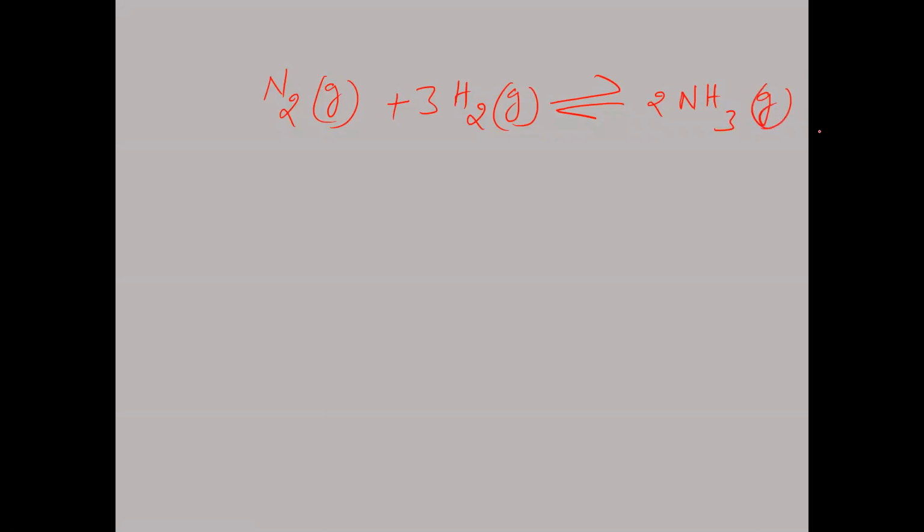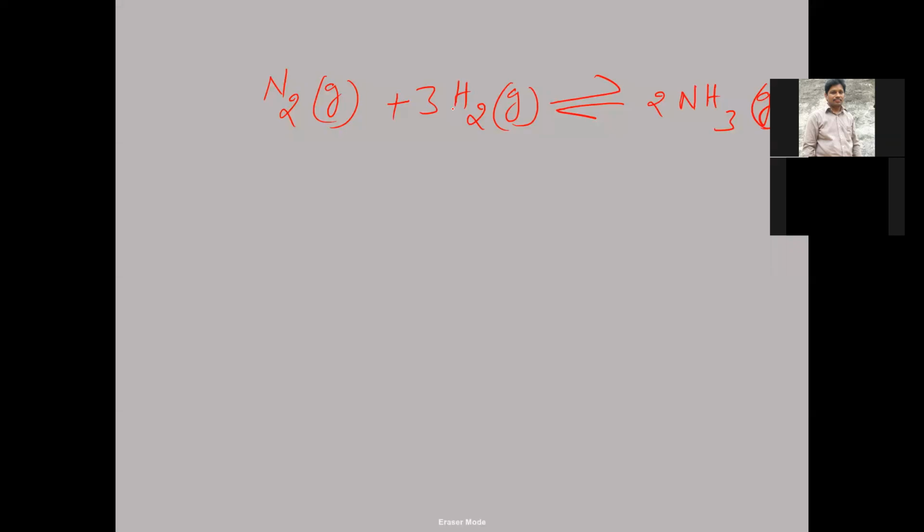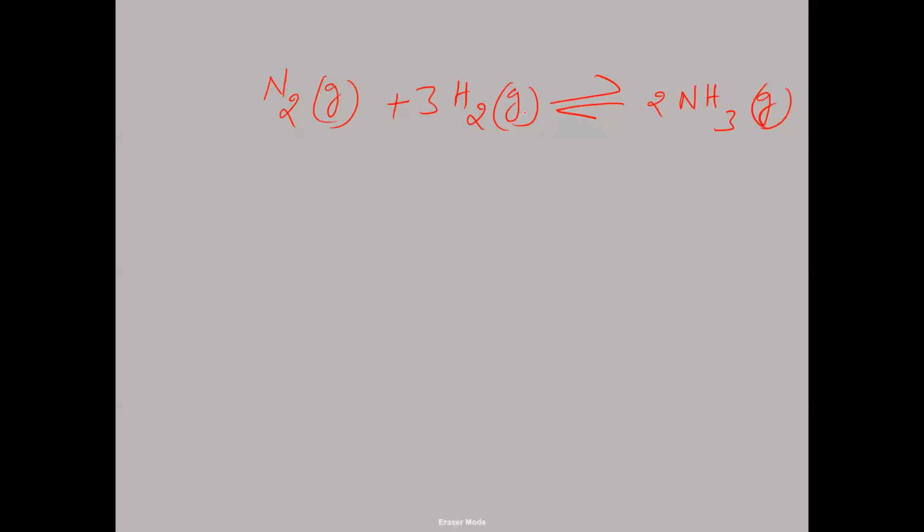All these are gaseous substances. So the formation of ammonia is given by the equation N2 gas plus 3H2 gas gives rise to 2NH3 gas. In this case, how many moles of nitrogen are taken initially? 1 mole of nitrogen is taken. How many moles of hydrogen? 3 moles of hydrogen. How many moles of ammonia is produced? 2 moles of ammonia is produced.